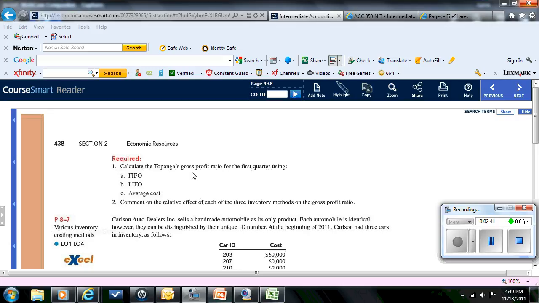Of course, to figure the gross profit, we need to calculate the sales, the information we reviewed before, and determine the cost of goods sold under each of these three methods. Since this is the periodic method, we are going to be doing this at the end of the quarter. So we have to calculate the value of the ending inventory, and based on the value of the ending inventory, we are going to determine the cost of goods sold.